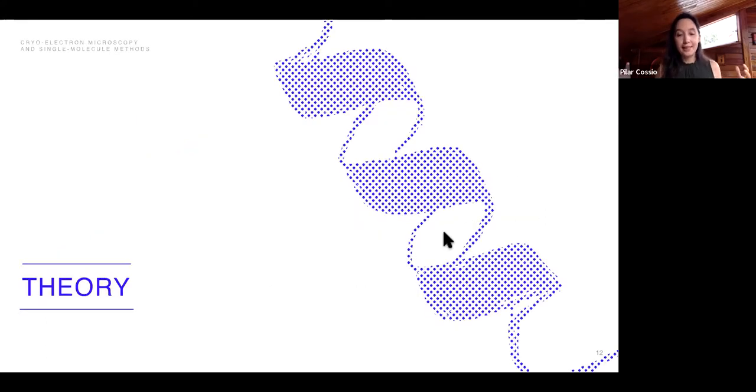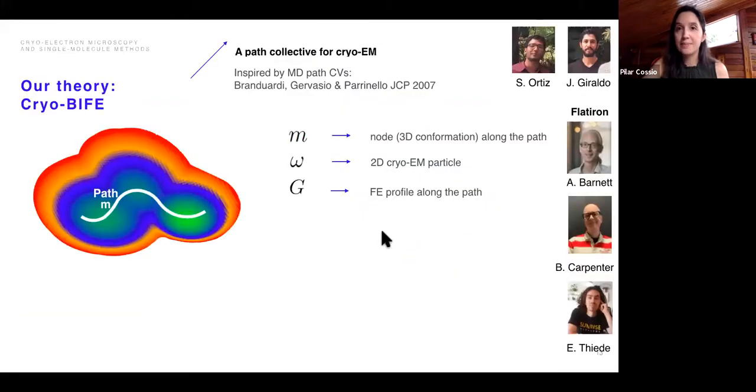Okay, so this is basically our motivation. And now I'm going to present to you the theory that we've been developing. This is work in collaboration with Alex Barnett, Bob Carpenter, and Eric Thiede from the Flatiron Institute, and developed by two of my master's students. So the first idea that we want to present is to develop a path collective variable.